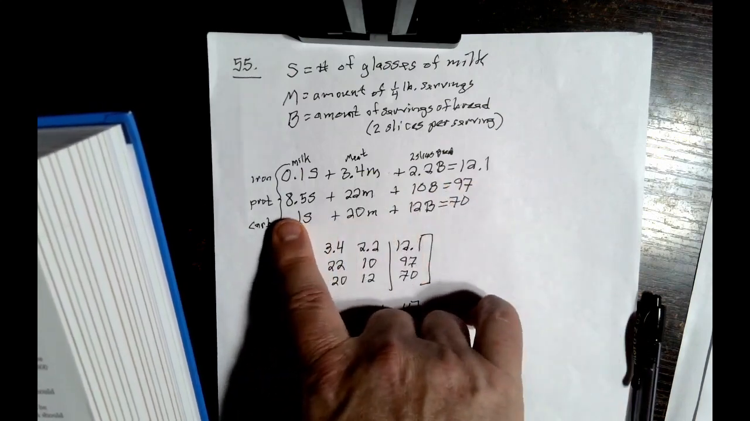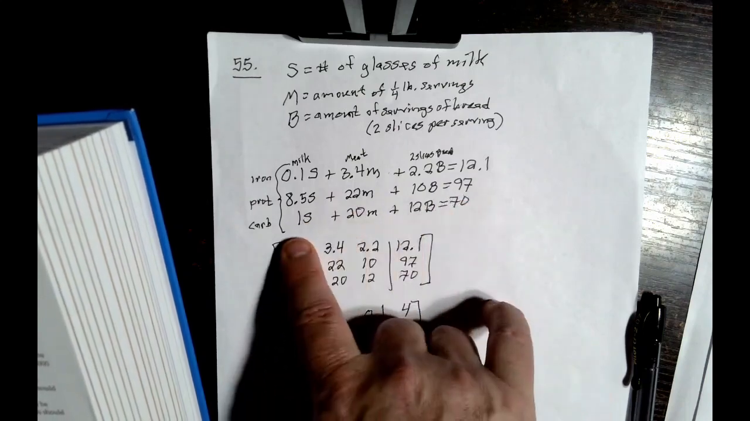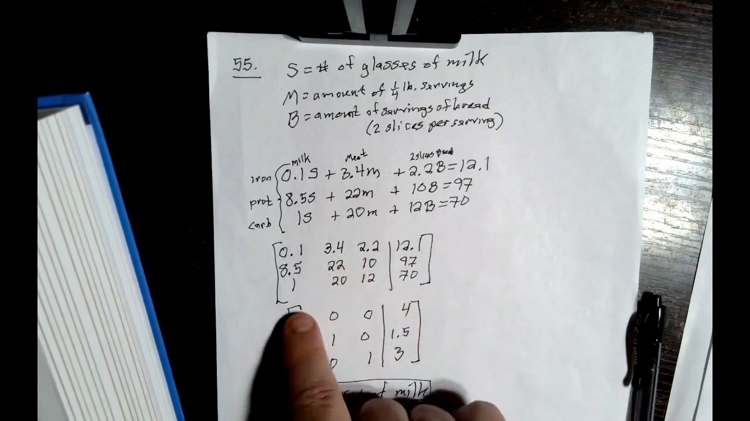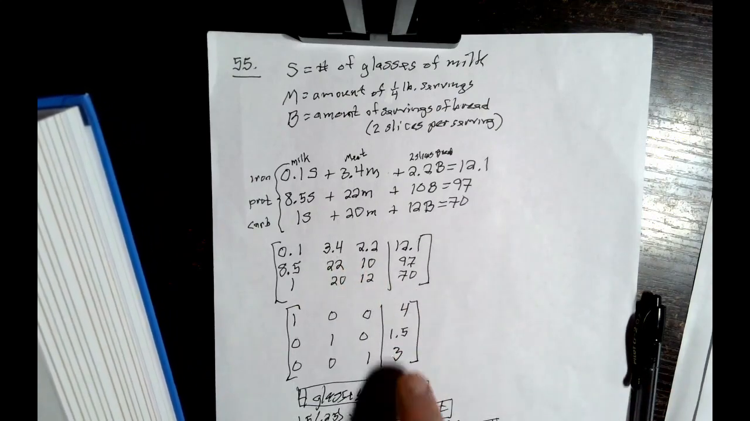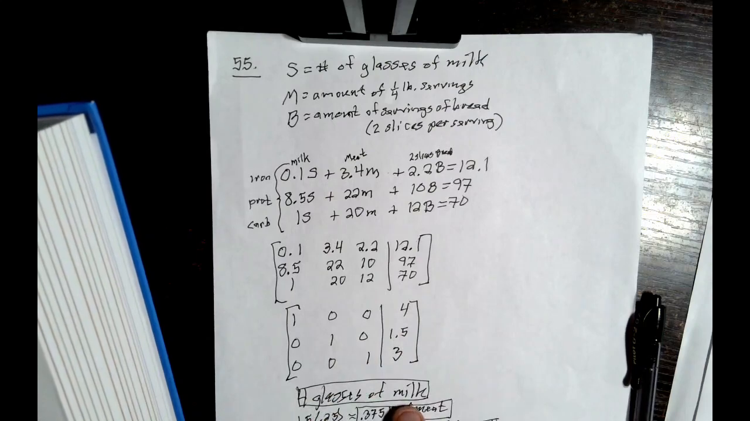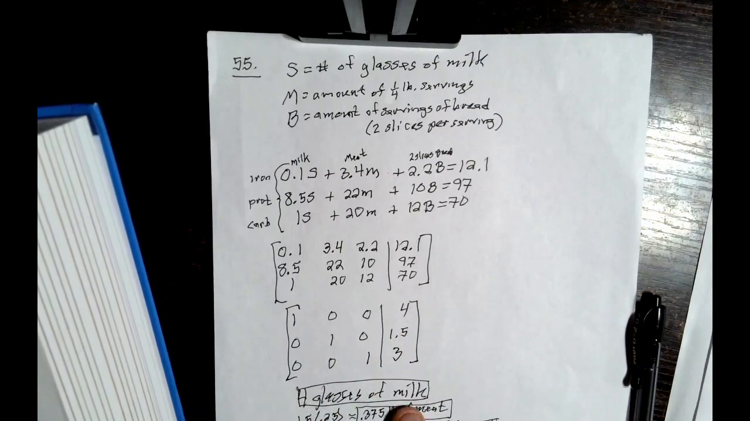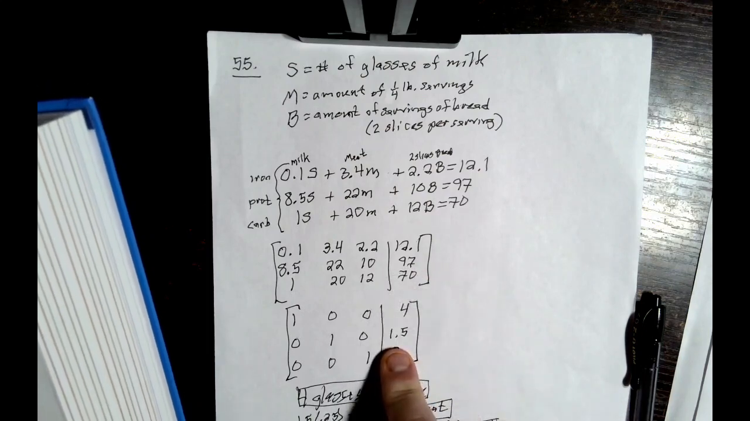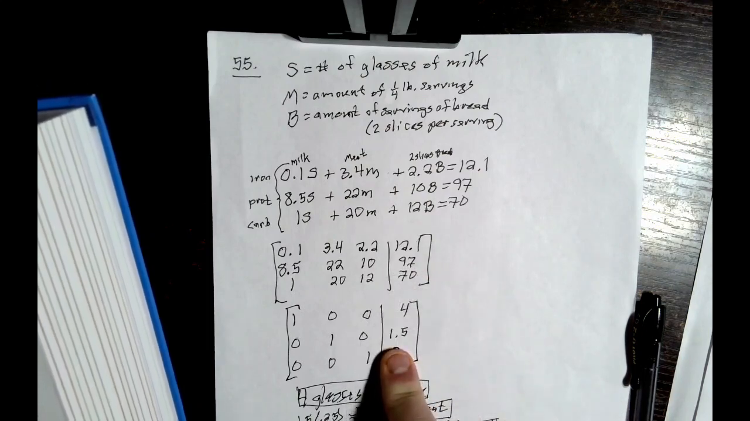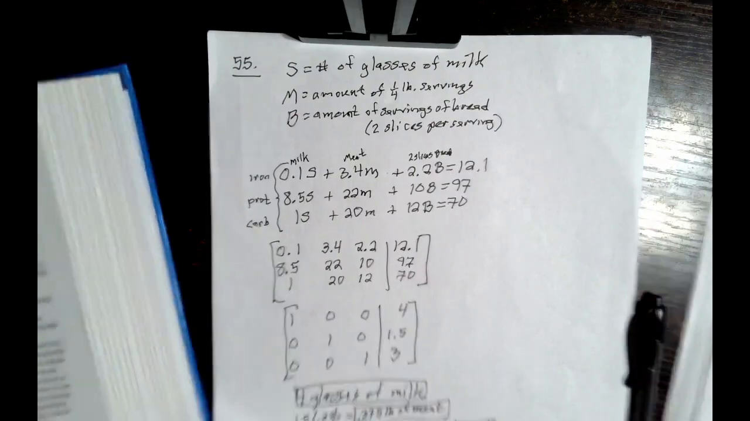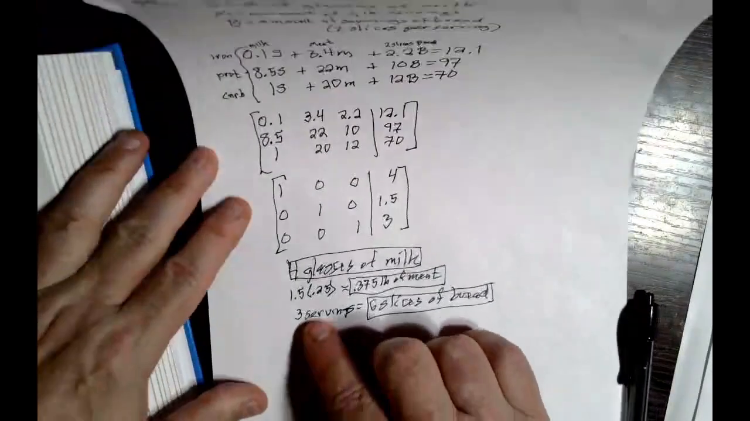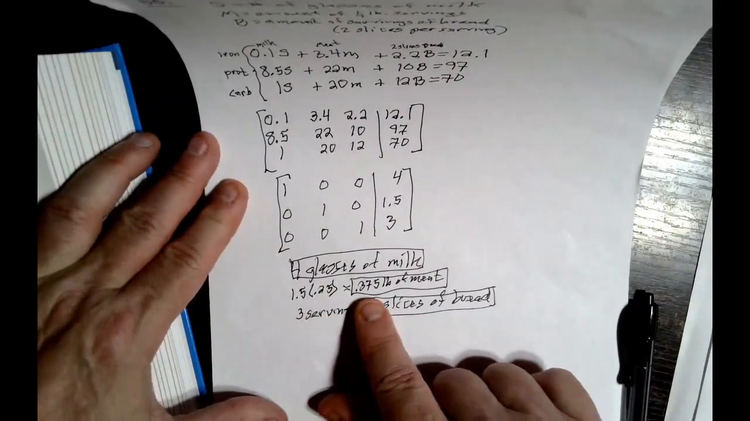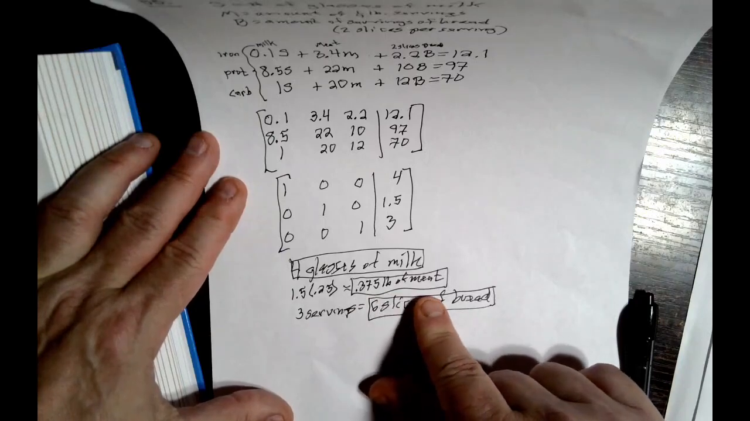Then you do the same thing for protein with each one, and you do the same thing for carbs for each one. Okay? And when you write this as an augmented matrix and solve it, you now get 4 glasses of milk. That's what the S stood for, how many glasses of milk. Now this one is 1.5 servings of 1/4 pound. So you have to be a little careful when you write down your answer. It's 1.5 servings, and each serving is 1/4 pound. So this times this gives you 0.375 pounds of meat.